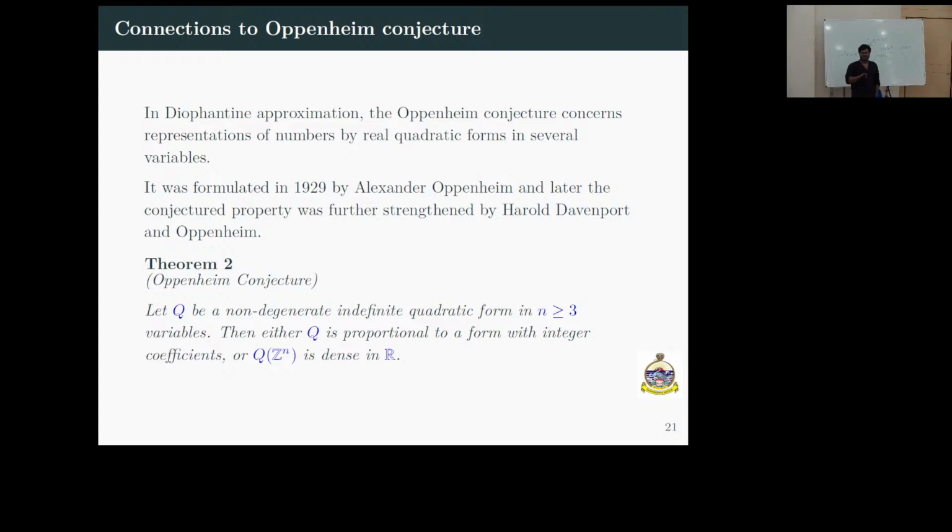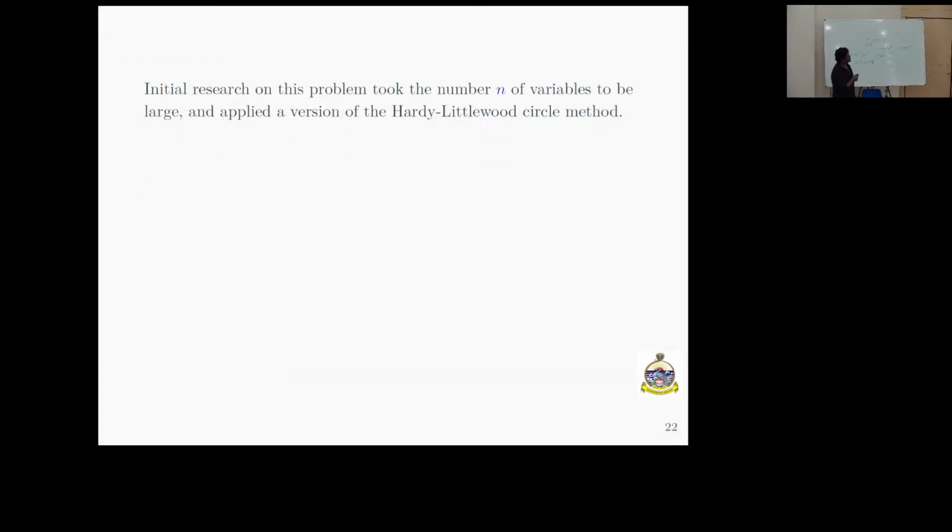And you can take multiple examples in your mind to see why this is so important. Proportional to a form with integer coefficients, you can just calculate. You can find something which is not dense. Okay. So let me go to a bit more history on this conjecture.